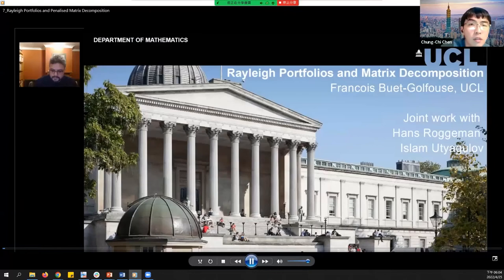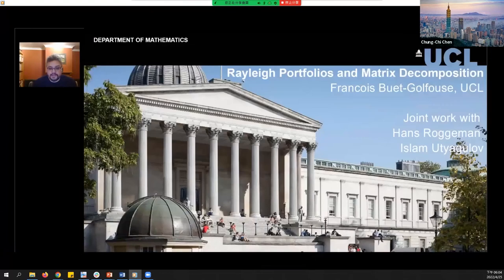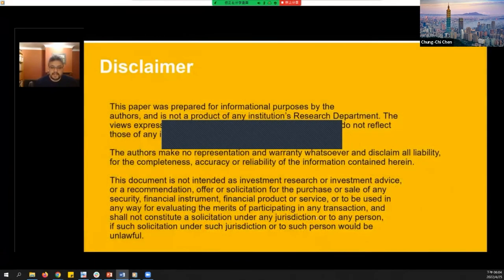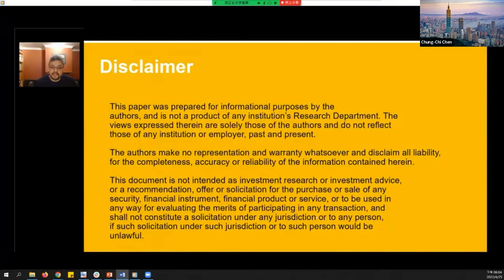Hello, everybody. I would just like to present our work on Rayleigh portfolios and matrix decomposition. This is work by Francois in collaboration with myself and Zhang. I would like to mention that any views expressed in here are our own and our own only.